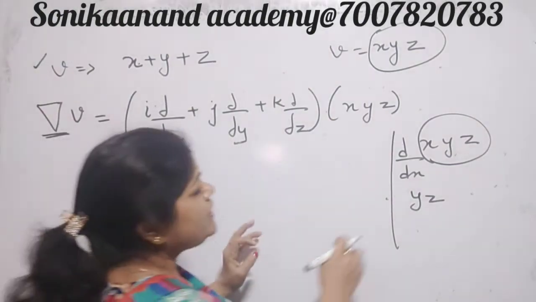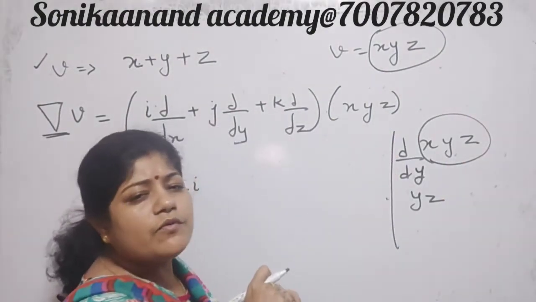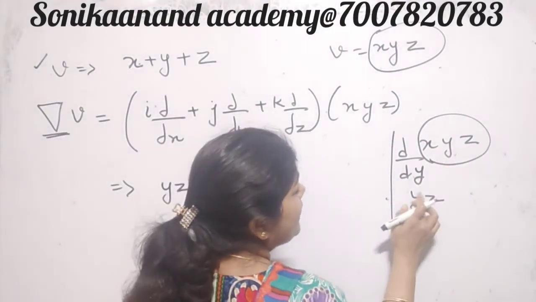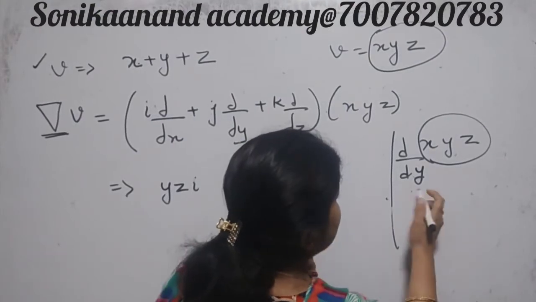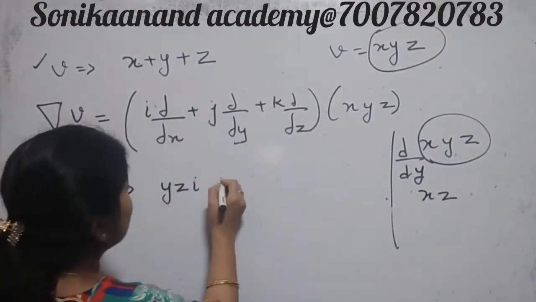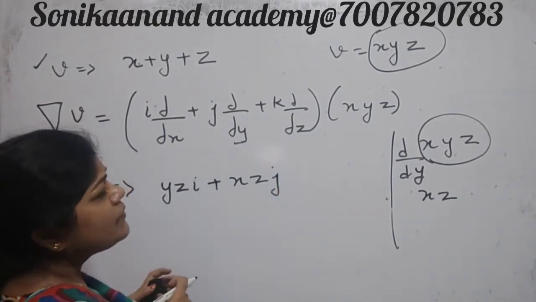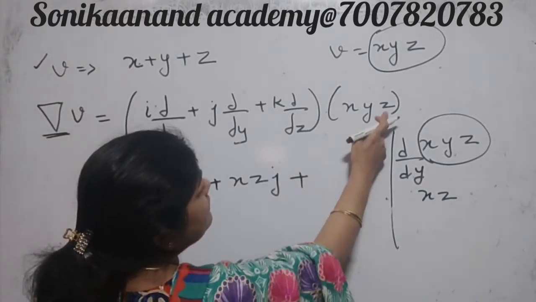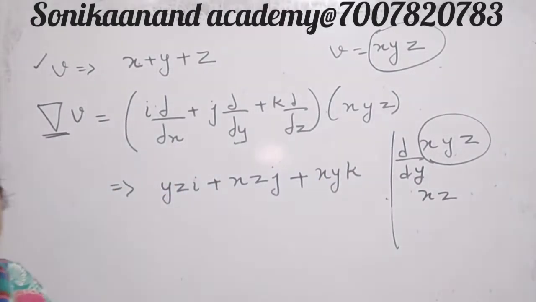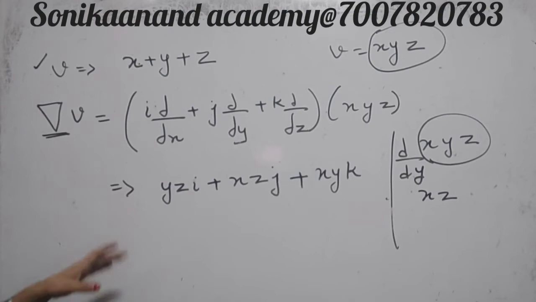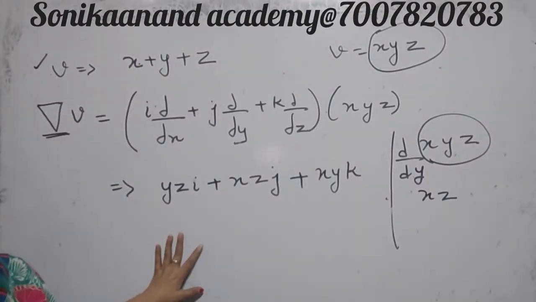Now for the next one, we have to differentiate again, this time with respect to y. Now the y component becomes 1 and what are we left with? x and z. So we write plus xz j. Okay. Now similarly, for the next one, when we differentiate with respect to z, we are left with xy and k. Okay. So in this way, you can easily find the gradient of any vector.